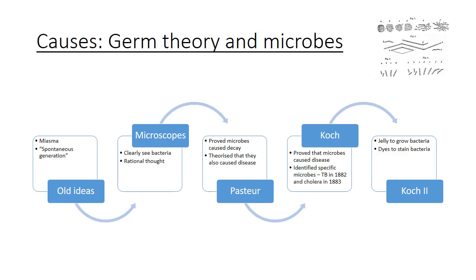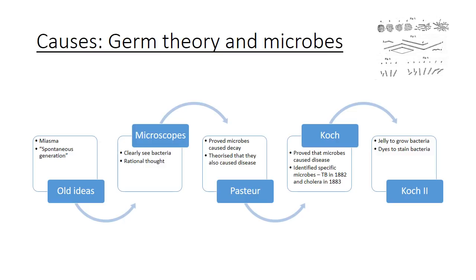So let's just remind ourselves of some of the key things with germ theory and microbes. So the old ideas of miasma were still quite prevalent during this time. Also, they began to theorize something called spontaneous generation. So this was an idea that rotting things, smelling things, were somehow spontaneously generating things that were causing disease.